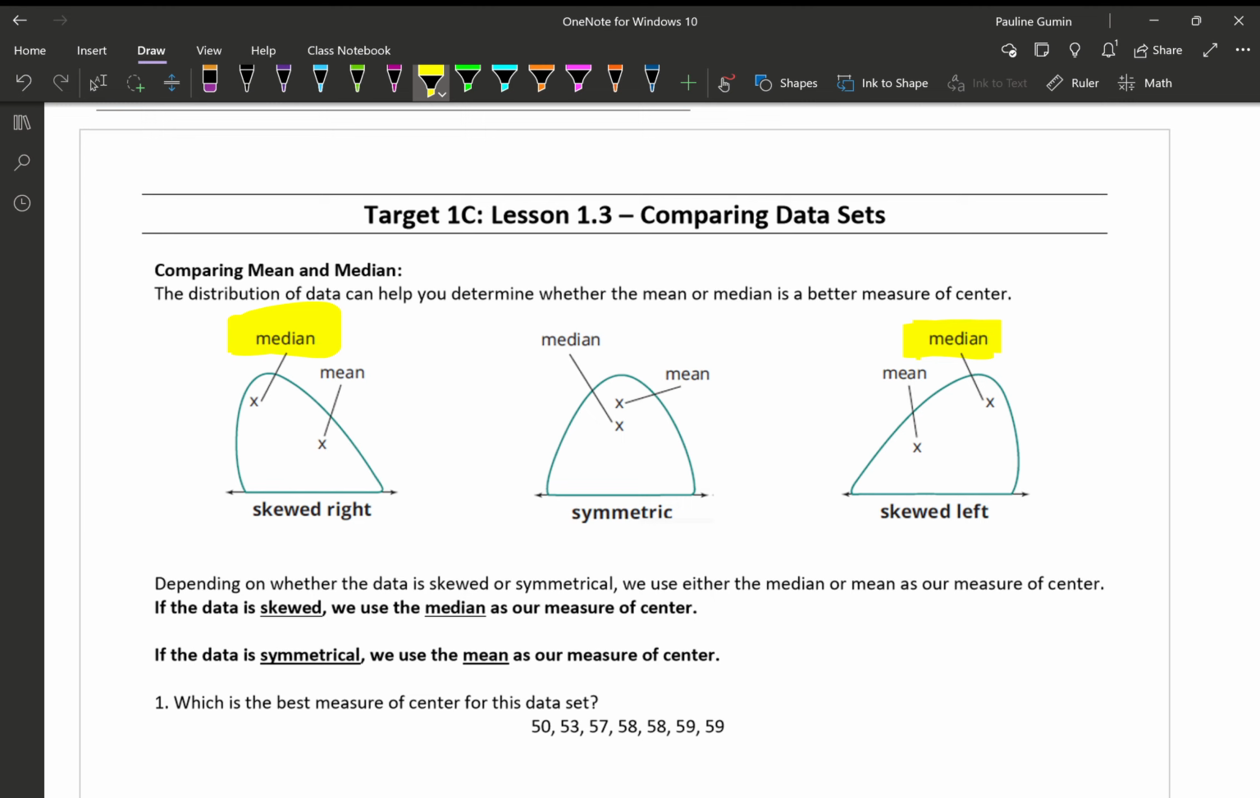The way I like to remember it is if the data is leaning one way, it's skewed the other way. So skewed right leans left, skewed left leans right. The other situation that we can have is a symmetric set of data.